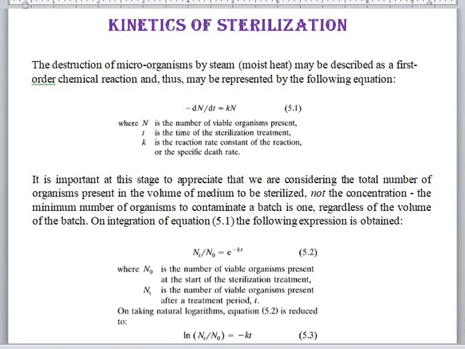Any destruction of microorganisms by means of steam is a first order reaction, and you can write it with the help of the equation -dN/dt = KN. N is the number of viable organisms present, t is the time of sterilization treatment, and K is the reaction rate constant or the specific death rate. Okay, so now let us go to the next step.